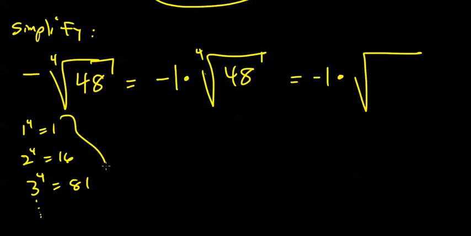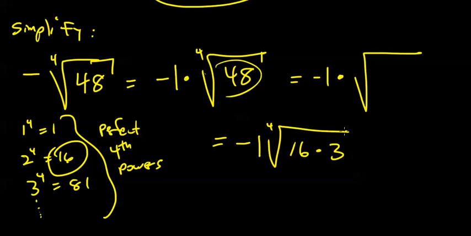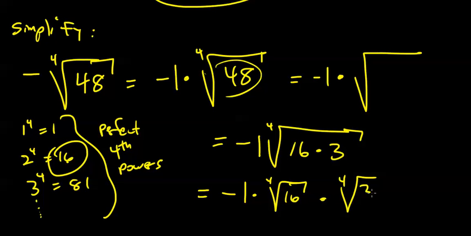So, again, these are my perfect fourth powers, and 48 is not on this list, but it contains a factor of 16 that is on this list. So what I can do is say, well, 48 is not a fourth power, but 48 is 16 times 3, is it not? And 16 is a perfect fourth power. Alright, so I claim this is now minus 1 times the fourth root of 16 times the fourth root of 3.